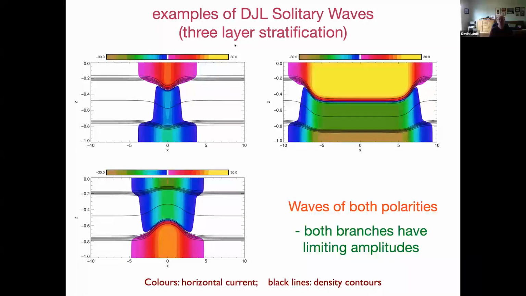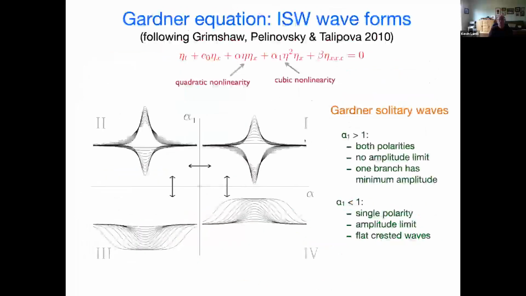So here's a symmetric 3-layer stratification, and I've got waves of depression and waves of elevation, as the Gardner equation would predict. The waves of elevation and depression, however, do have limiting amplitudes. So we're in, say, this regime here, but instead of having arbitrarily large amplitudes, the amplitudes are limited, and you get waves that look like this. But now you've got waves of elevation like this, waves of depression like that, but with a minimum amplitude.